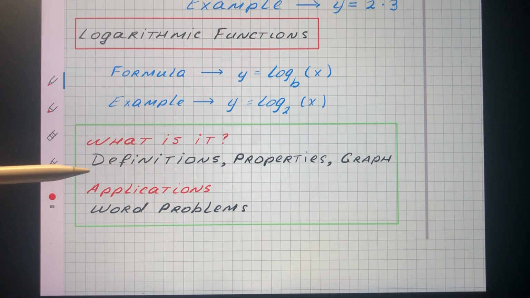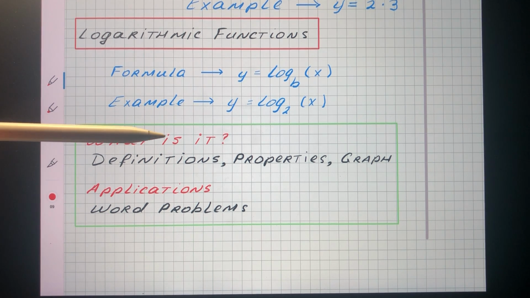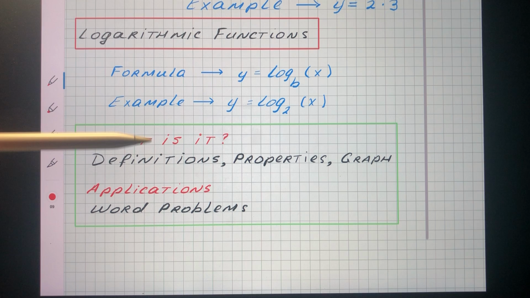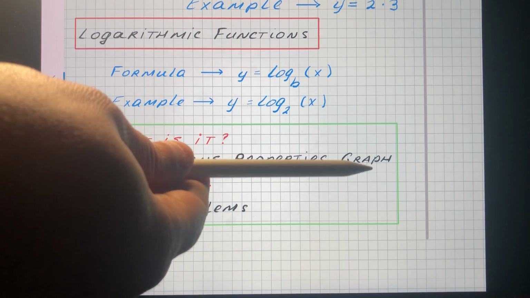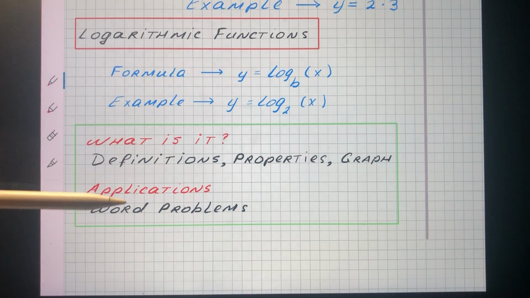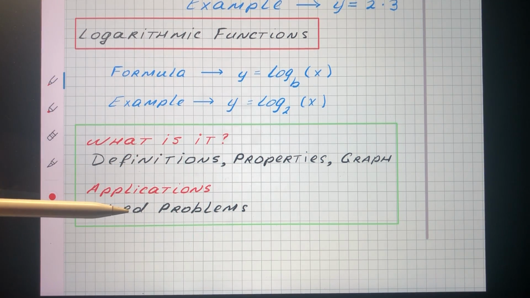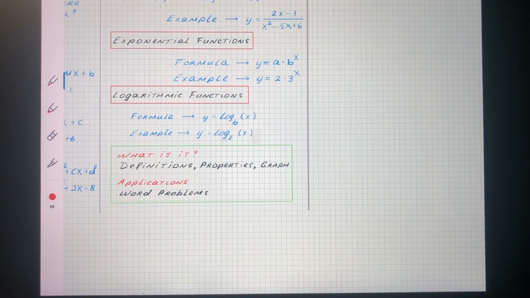The next step is, what are we using it for? That's the applications. And the applications often come in the form of word problems. This is the process that we follow for each topic that we cover in math. We introduce the topic, we look at what you can do with it, we look at the pictures, if there are pictures, and then we look at the applications, what we can use it for. And this is the outline of a typical algebra class.